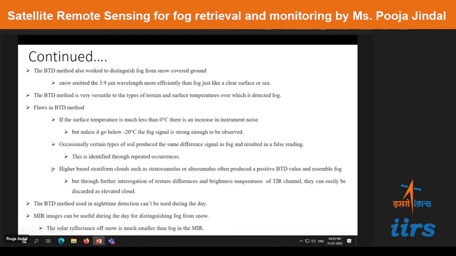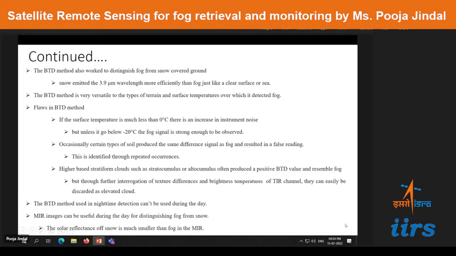And the third problem in the method is that some higher base stratiform clouds such as stratocumulus and altocumulus also produce a positive BTD value and hence resemble the fog, right? So this also is a false signal, but again there is a way to come out of this problem because these are higher based clouds. Higher based clouds means they will have a lower temperature. So we can simply use our thermal channel and reject the pixels with the lower temperature.